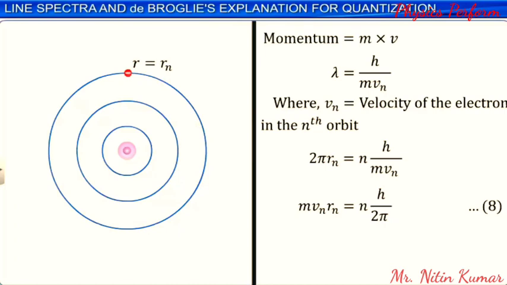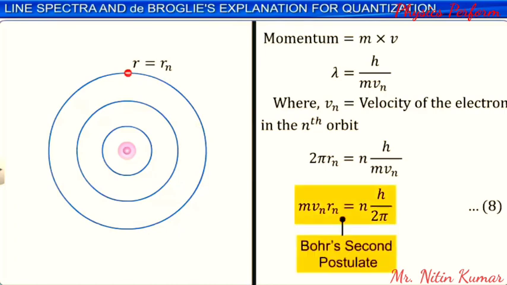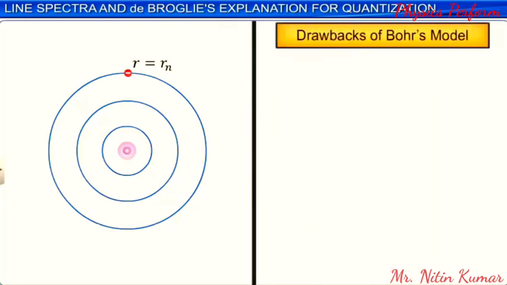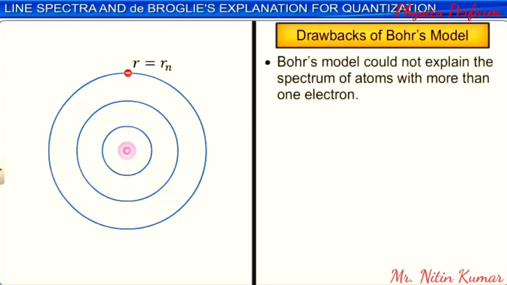In spite of the amazing results of Bohr's model, it had some drawbacks. Bohr's model could be applied only to hydrogen-like atoms, that is, the atoms having only one electron, like singly ionized helium, doubly ionized lithium, etc. It could not explain the spectrum of atoms with more than one electron. Bohr's model included only the electric force between the electron and nucleus, but it did not take into consideration the electric forces between electrons in multi-electron atoms.